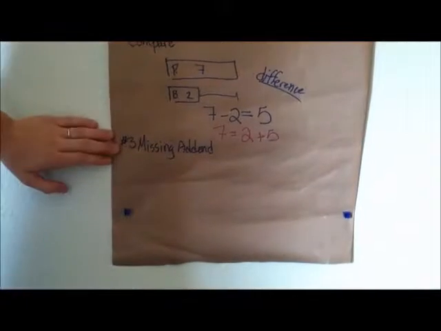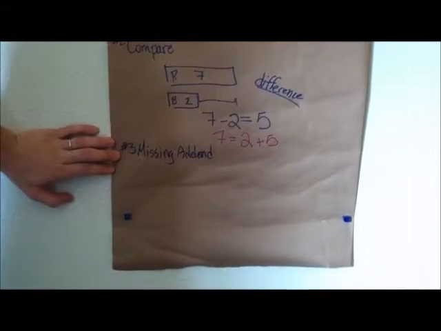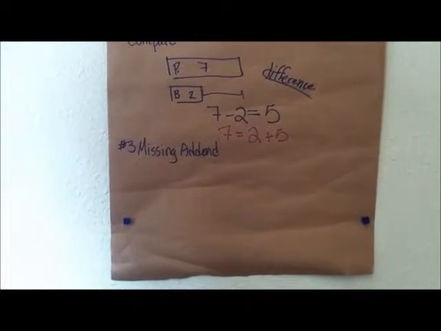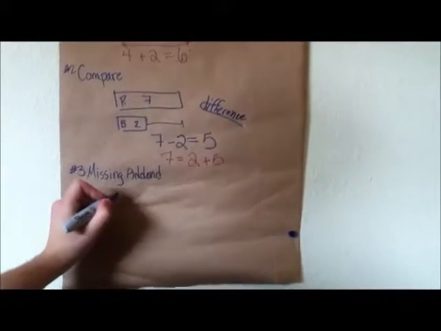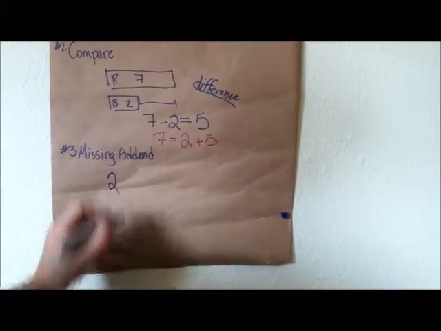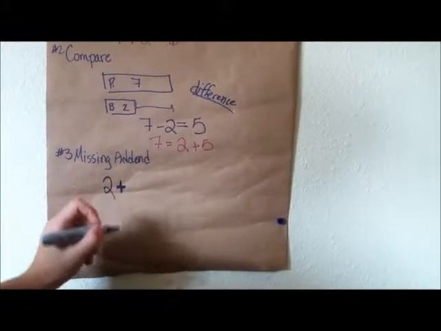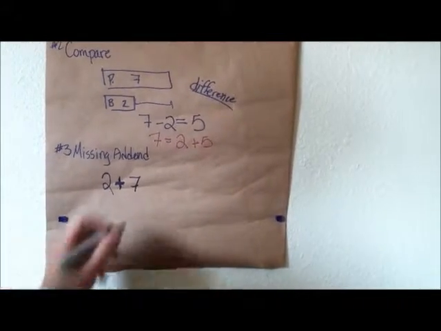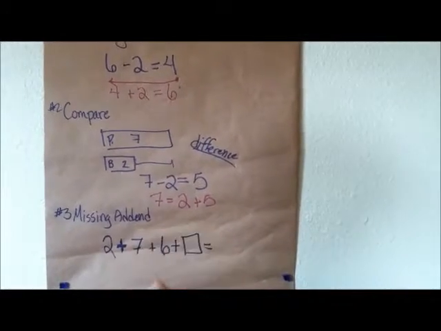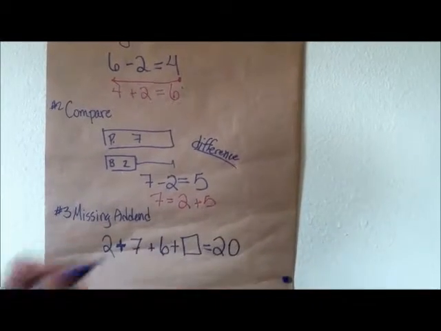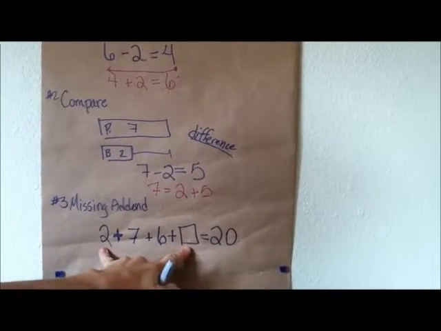So for this last way that we're going to recognize subtraction is we're going to be doing a missing addend problem. So here's the problem. The group has a goal of 20, as we already talked about. How many does Kayla need to make? Here's how we can set up the problem. We remember that Bob has made 2, and Poppy has made 7, Rick has made 6, and then whatever Kayla has to make will get us to 20, because that's the goal. That's what we need to get. That's our total. And these are our parts, or our addends.